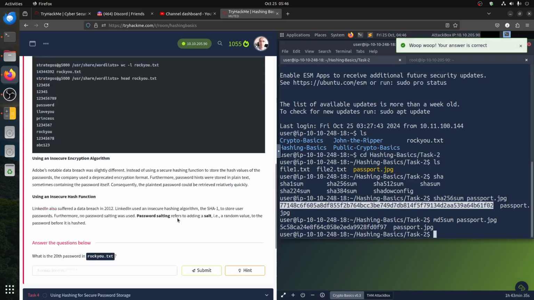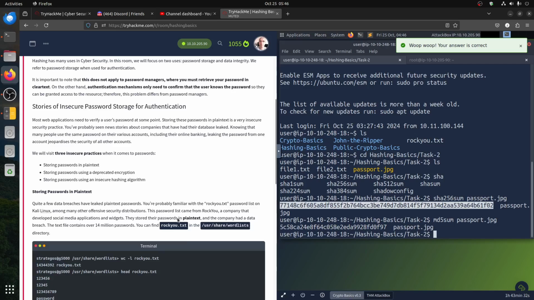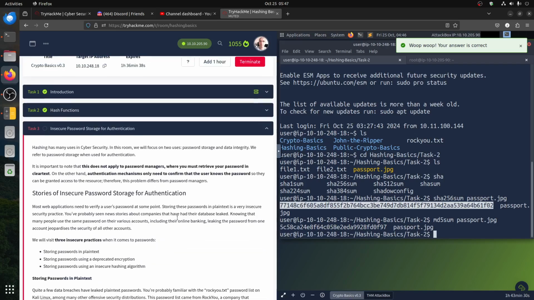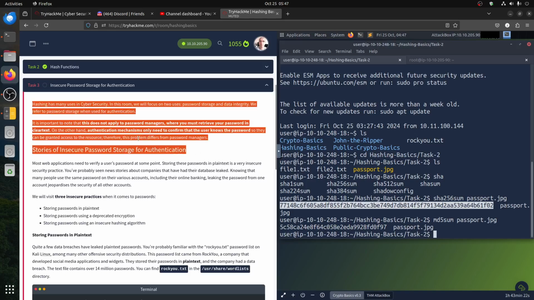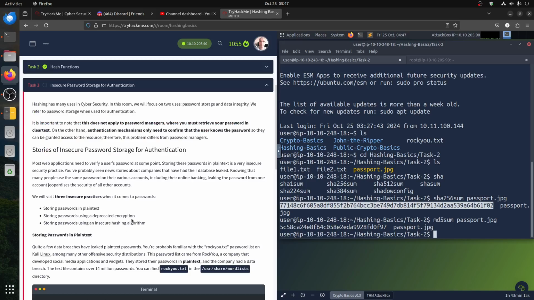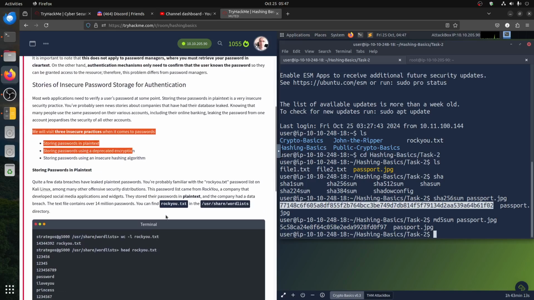For example, here, hashing has many uses in security, such as secure password storage. Of course, this is always here. Sometimes you're told that a password was stored in plain text and things like that. Stored in plain text, deprecated, or using MD5 or something, so a weaker algorithm.